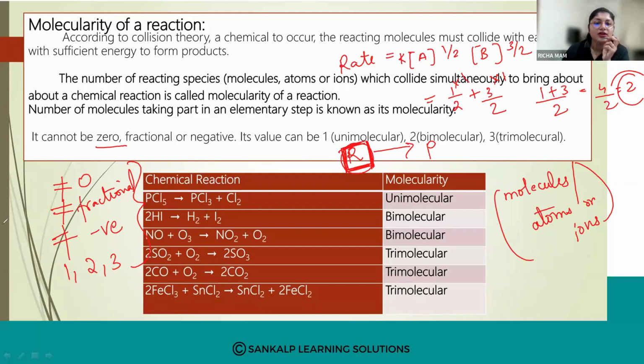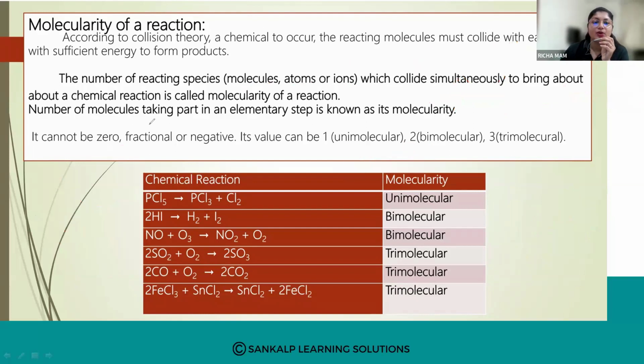Now molecularity means how many molecules, how many atoms, or how many ions are involved, how many reacting species are involved. So this will tell you the molecularity of the reaction. Now here, can you see these examples? Yes, so these are the examples.